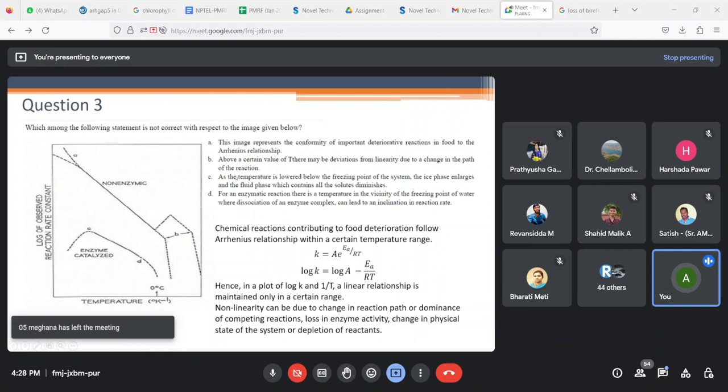So C is also correct. If your temperature is lowered, your ice phase will start enlarging, the fluid phase will reduce, and thus that will affect the reaction rate as well.